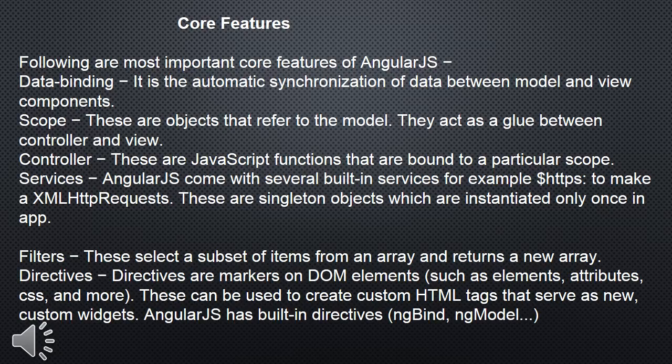Services: AngularJS comes with several built-in services, for example $http, to make XMLHttpRequests. These are singleton objects which are instantiated only once in an app. Filters: these select a subset of items from an array and return a new array. Directives: directives are markers on DOM elements, such as elements, attributes, CSS, and more. These can be used to create custom HTML tags that serve as new, custom widgets.